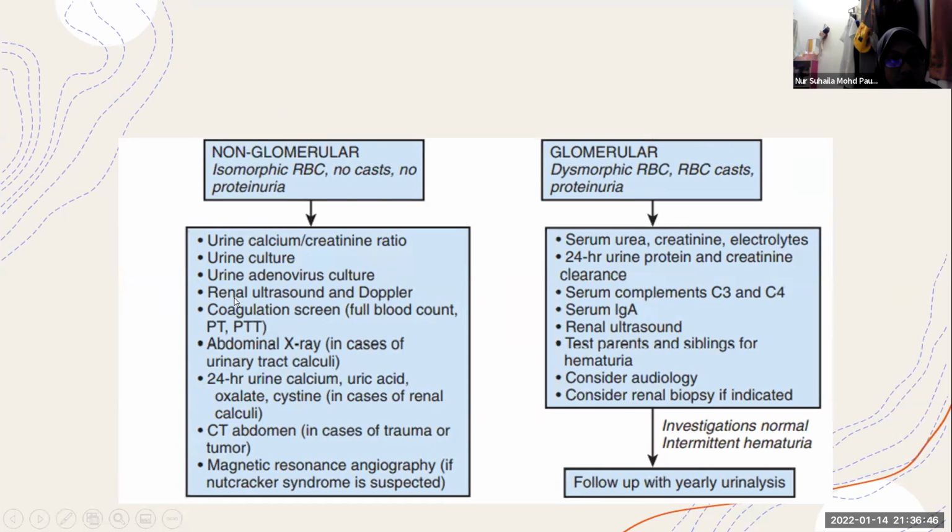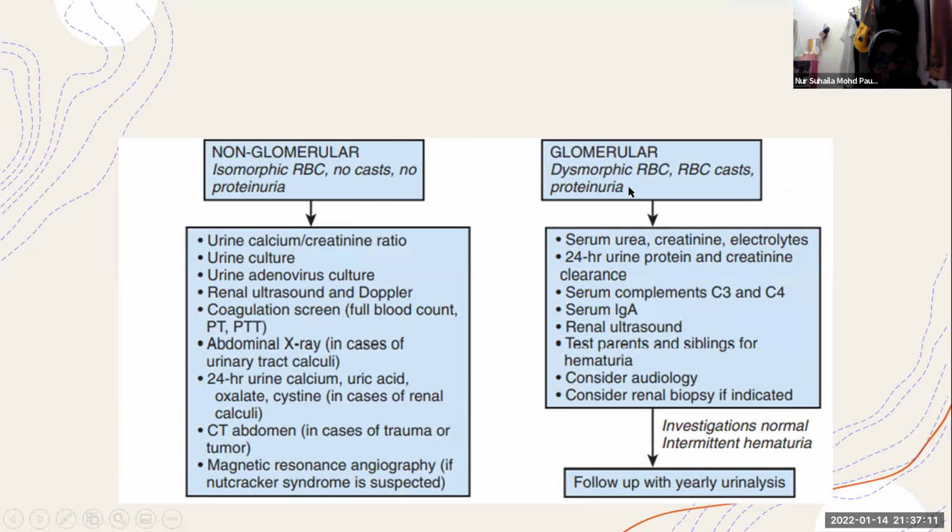We also need to do renal ultrasound and Doppler to check for any renal mass, and a full blood count and coagulation profile to check the coagulation. Also do abdominal X-ray to check for any calculi. And also if we suspect tumor or trauma, we need to do CT abdomen.